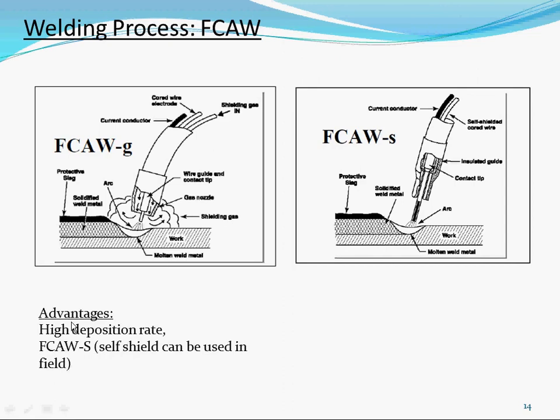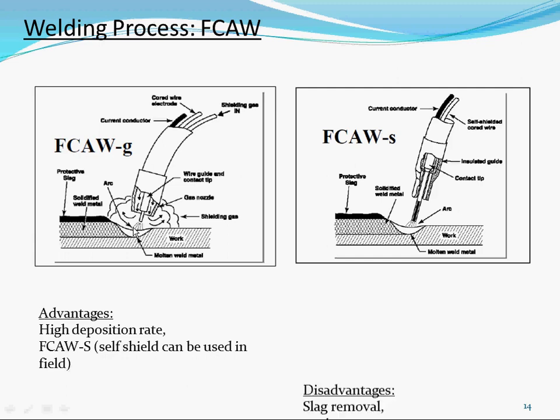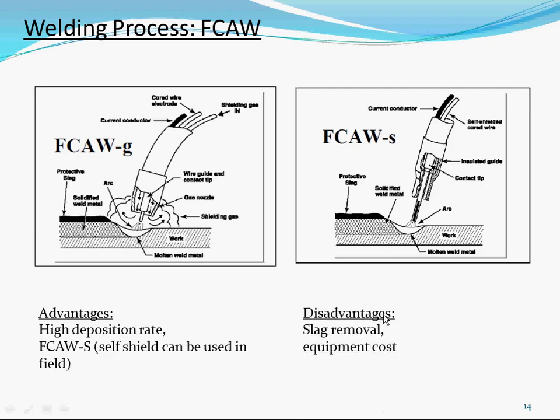So advantages: very high deposition, which means you could deposit a lot of weld and go quicker. Self shield can be used in the field. That's why I say you don't have to worry about the wind. Disadvantages: both of them have a slag that they produce, and the equipment cost is a lot higher than just a stick.